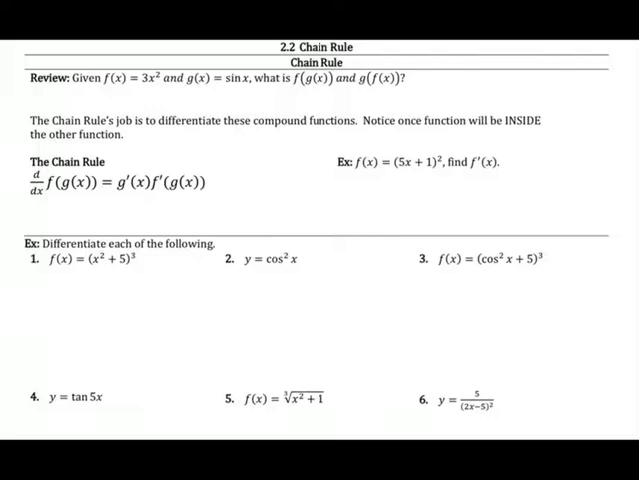So looking at this review example, f of x equals 3x squared, g of x equals sine of x. The first thing we're being asked to do is find f of g of x. What that means is I'm substituting what g of x is into the function f of x. So f of g of x means that I'm plugging g of x in anywhere that there was an x in the original function. And that squared sine could be rewritten as 3 sine squared x. That's also completely accurate.